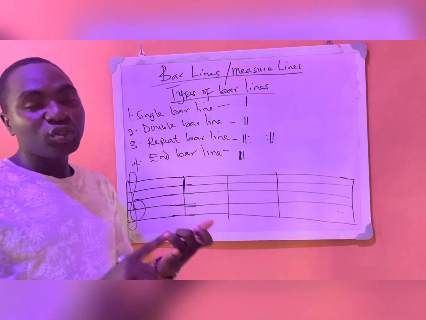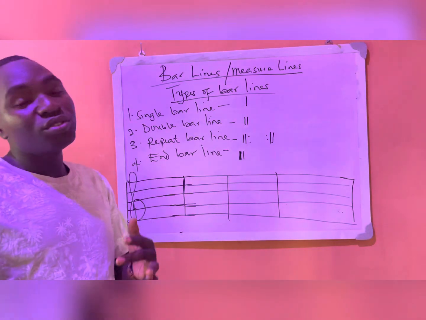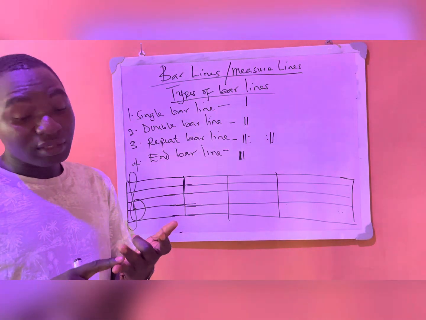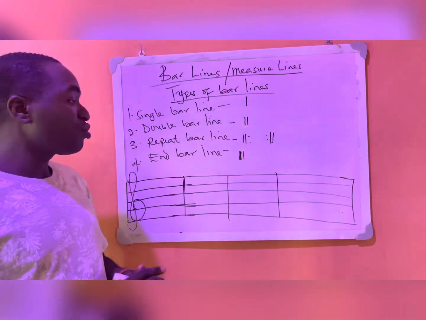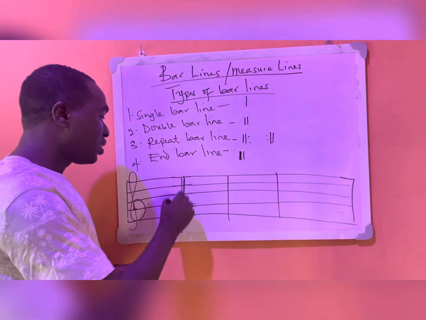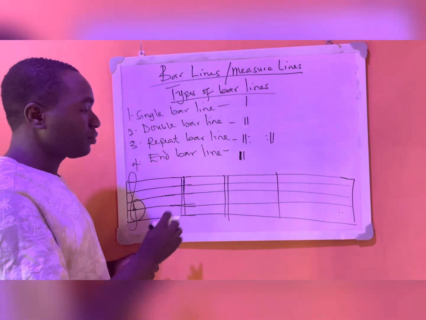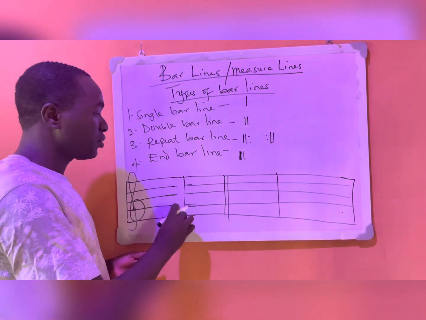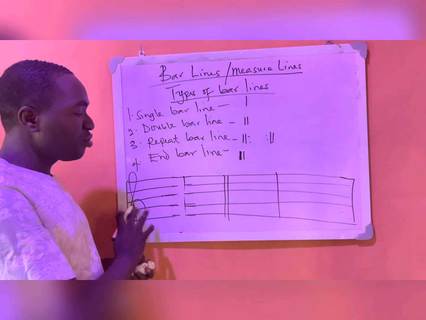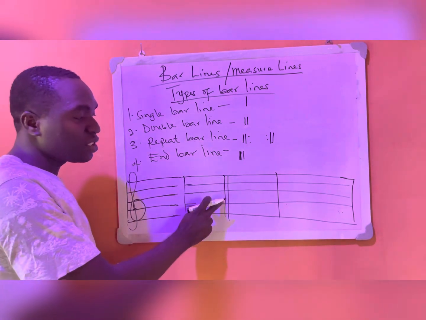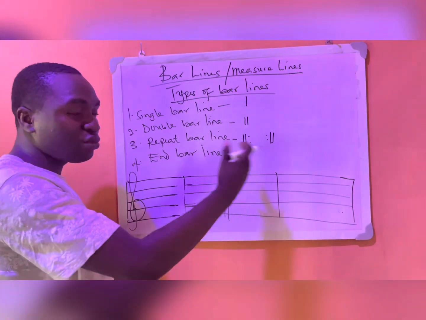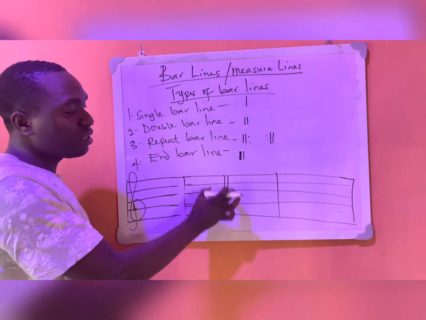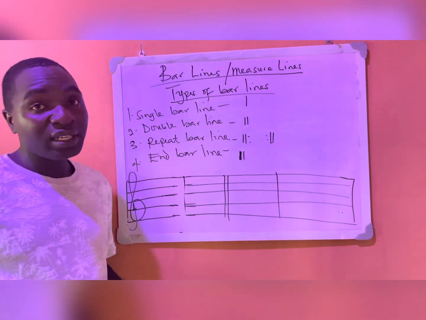Number 1, to end the section. Number 2, to introduce a change, whether in the time signature or key signature. So that's what a double bar line does. So whenever you see a double bar line anywhere, let's say here now, maybe you have been singing the verses up to this point. From here will be the chorus, or from this point you want to modulate. It is usually introduced by a double bar line.